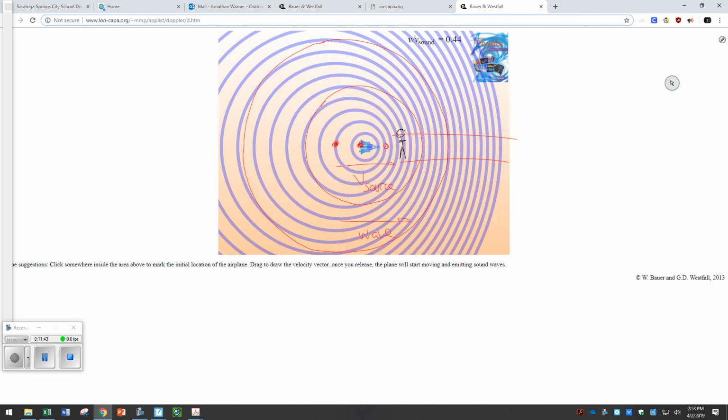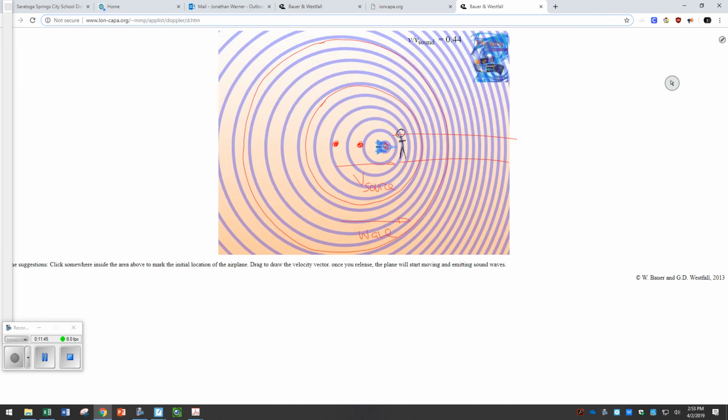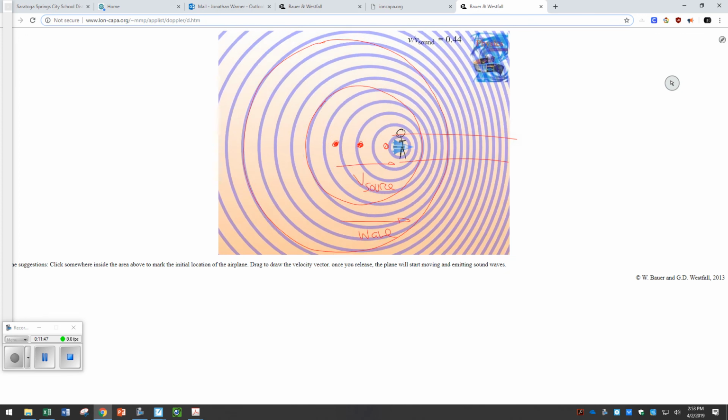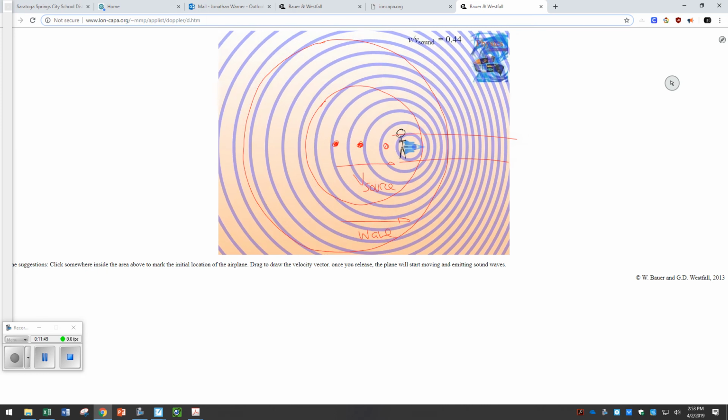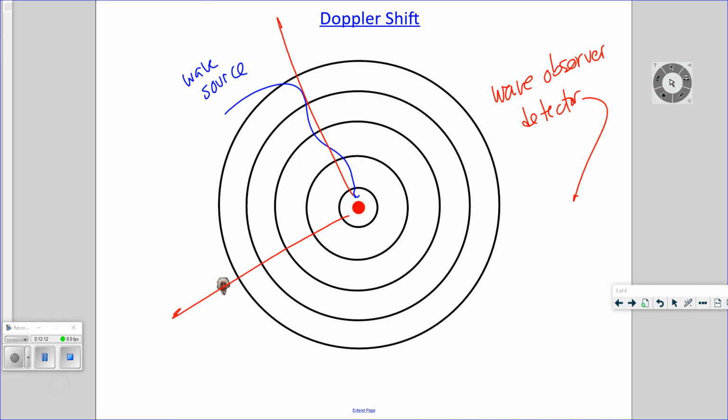All right, so even though the plane isn't emitting waves at any frequency different than it did before, the frequency that they hit the observer seems higher, is higher. And that's called the Doppler shift. A Doppler shift is a difference in the frequency that a wave is emitted, or a difference between, I'll write it right here, because that's the whole point, right?